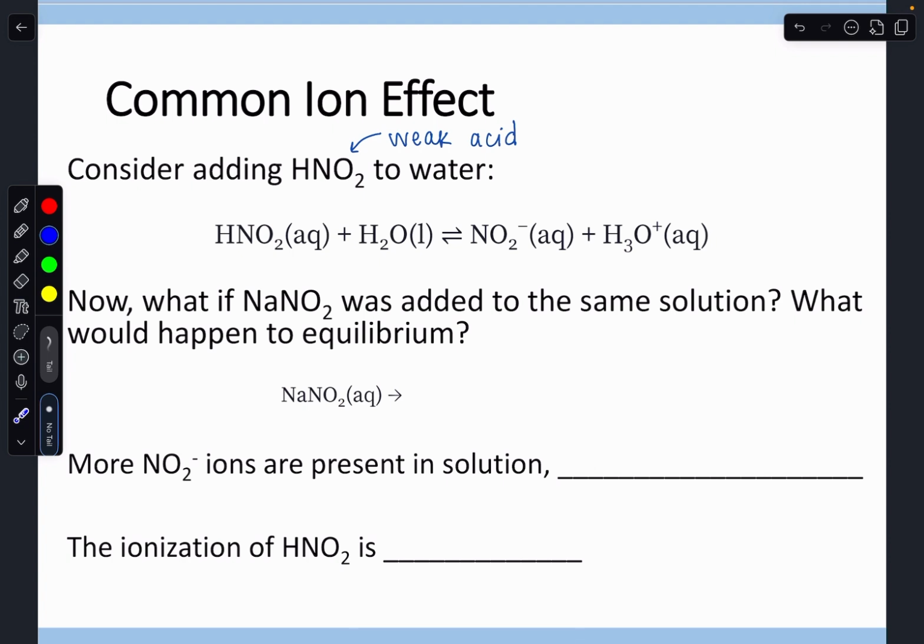So we have this solution. We're thinking we've got HNO2 present, and then what if NaNO2, sodium nitrite, is added to the same solution? What would happen to that solution? Well, this would dissociate into Na plus and NO2 minus.